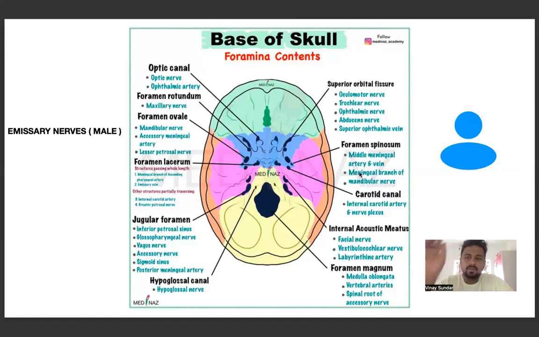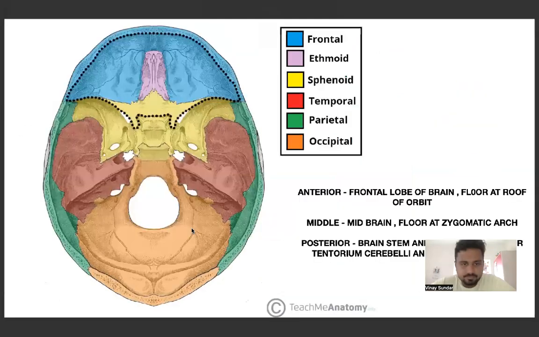So foramen rotundum, the maxillary nerve; foramen ovale, MALE: mandibular nerve, accessory meningeal artery, lesser petrosal nerve and emissary veins; and foramen spinosum, one artery, one vein, and one nerve related to the meningeal regions. And you have your foramen lacerum, which has the meningeal branch of the ascending pharyngeal artery, some more emissary veins, and the internal carotid artery and greater petrosal nerve. Okay, so this is about the foramina of the base of the skull and their contents.